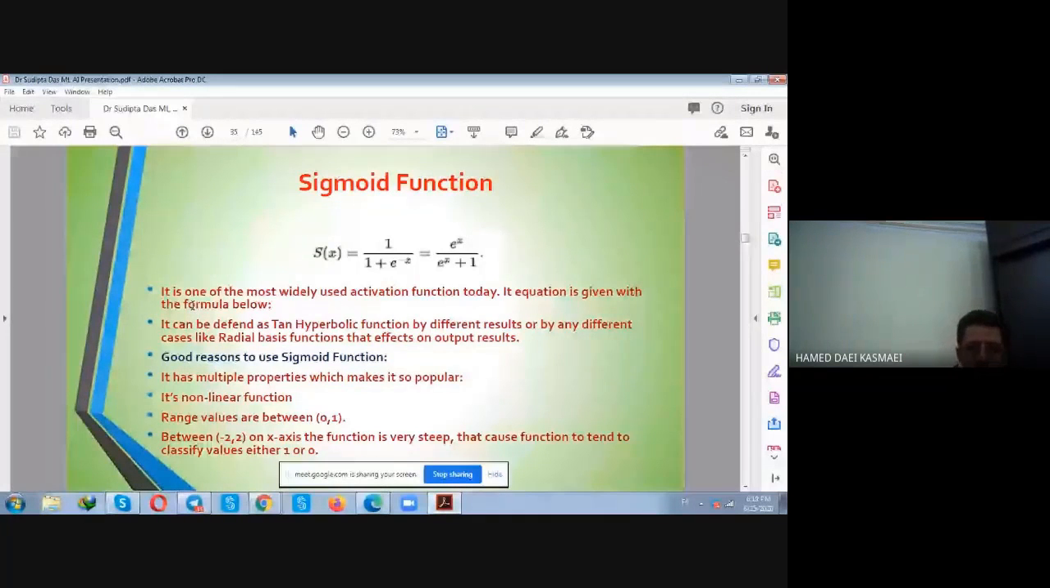You will see here, it is one of the most widely used activation functions today. Its equation is given with the formula below. It can be replaced by the tangent hyperbolic function with different results, or by other cases like the radial basis function, which affects output results too. So there are good reasons to use the sigmoid function. What are they? It was a very important question that my PhD supervisor asked me. That is very important to know about. Okay, so let's see what happens.